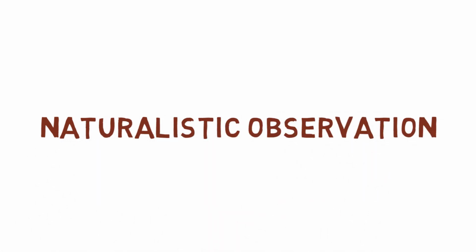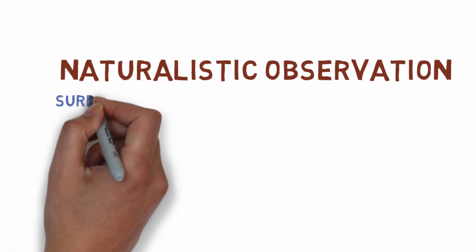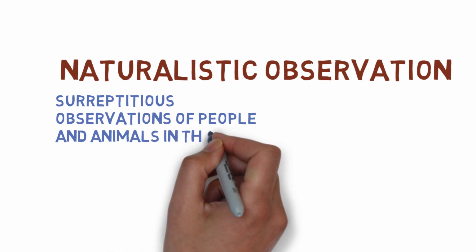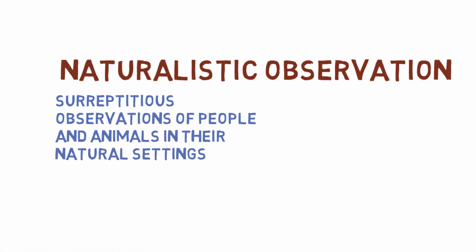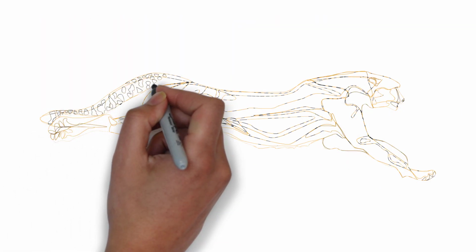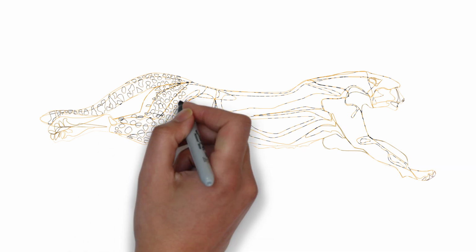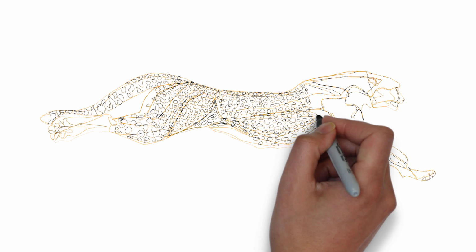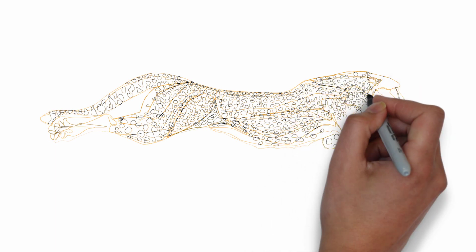In the following short animation, we'll be talking about the naturalistic observation method, an important method in psychology. This method may seem familiar to you because a less formal version of this method is the stuff of nature documentaries and films. Most of the time that you are watching a nature film, you are watching a variation of the naturalistic observation method.